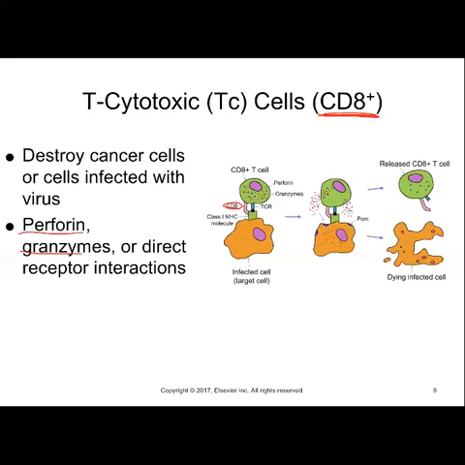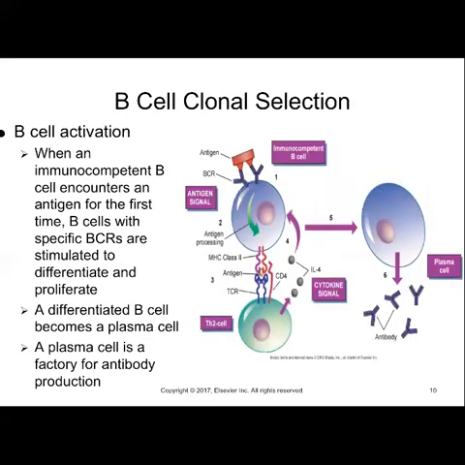They perforate the host cell. They cause holes to form in the infected target cell, and that basically causes the cell to die. And so that's why they're called cytotoxic T cells, or TC cells, because they actually kill cells.